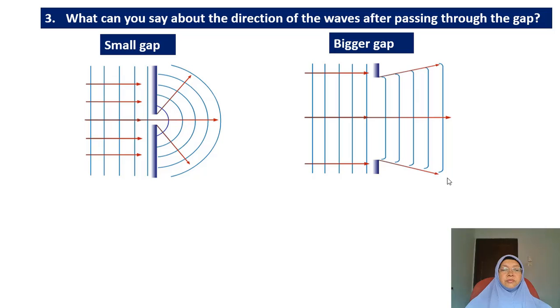Next, what can you say about the direction of the wave after passing through the gap? Okay, so the plane wave coming here in this direction, it will spread out in this direction. So we call it spread out. Same with the bigger gap, spread out.